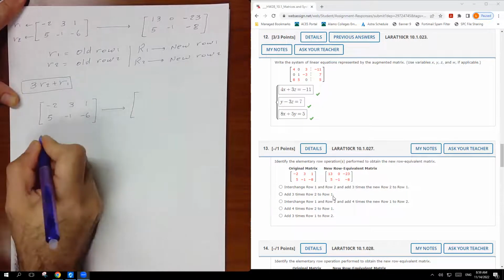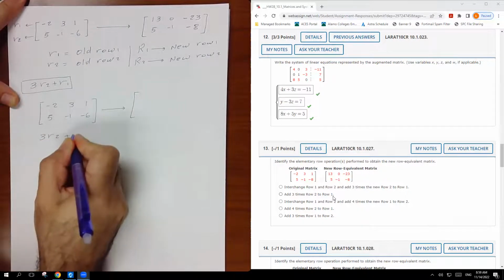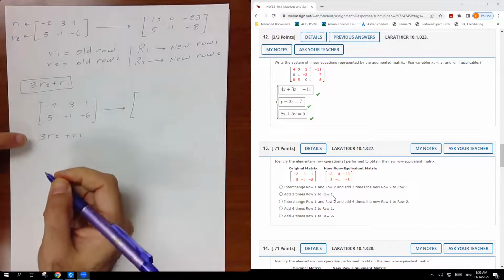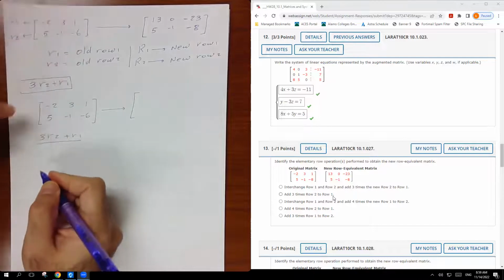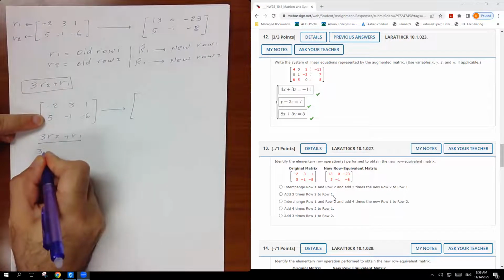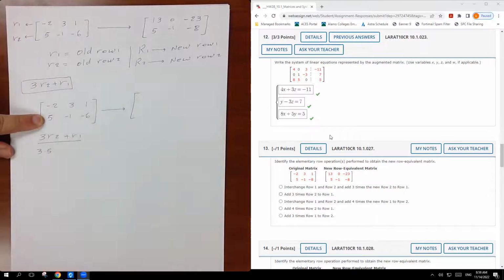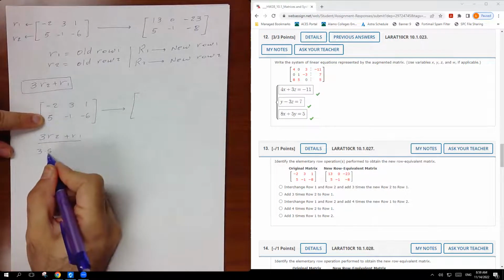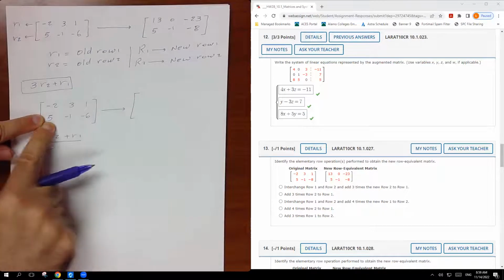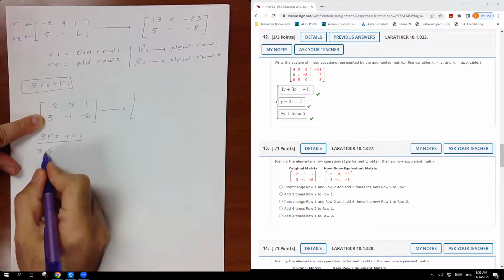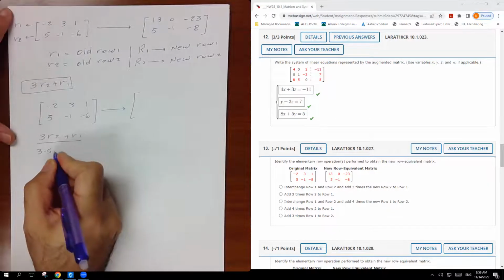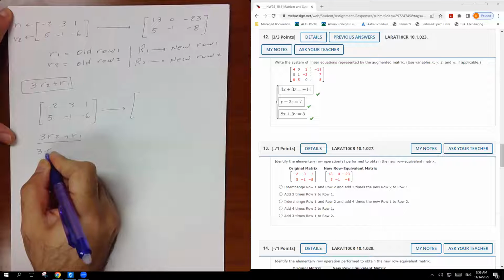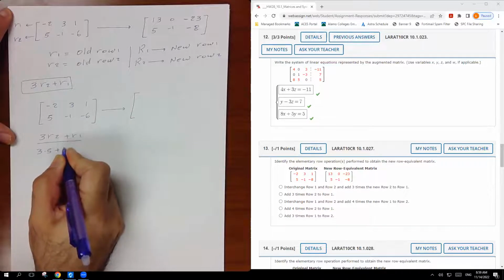I'm going to use this rule: 3 R2 plus R1. I'm going to start with the first one. If I multiply row 2 by 3, that means 3 times 5. Here is R2. I'm going to start with the first element: 3 times the first element here and add it with the first element of row 1. So 3 times 5 plus -2.